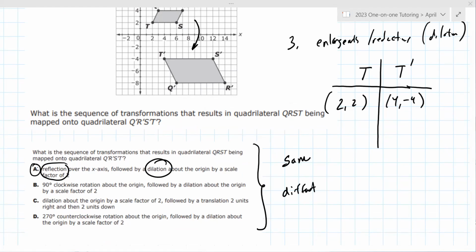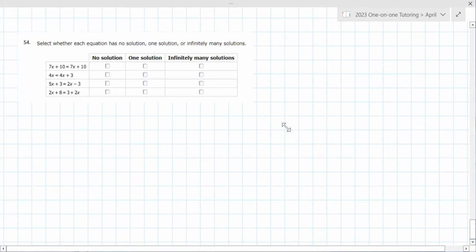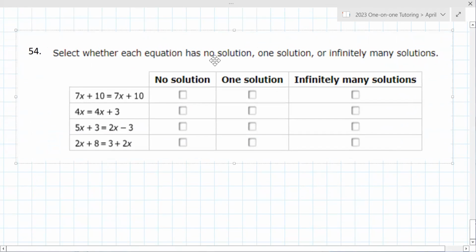All right. Let's do 54 before we go to 53 because it's more like one we did earlier. Okay. All right. Go ahead and let me know which one for each.